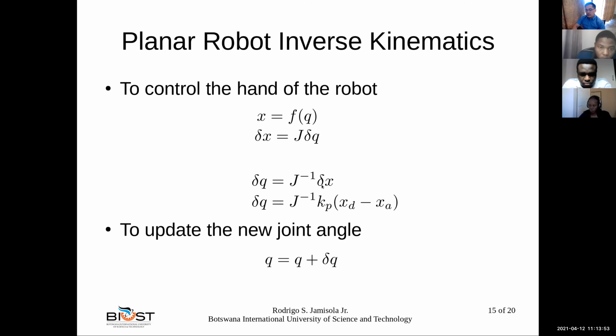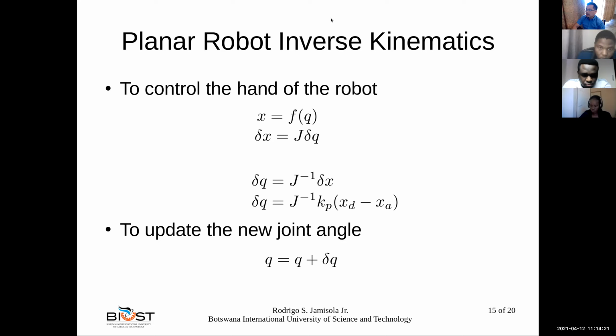So we replace the delta X with some kind of a controller equation. In this case, the incremental delta X will be the small values that are related to the error of this desired X against the actual hand position. A is the actual and D is the desired. So this is the desired X where you want to go.